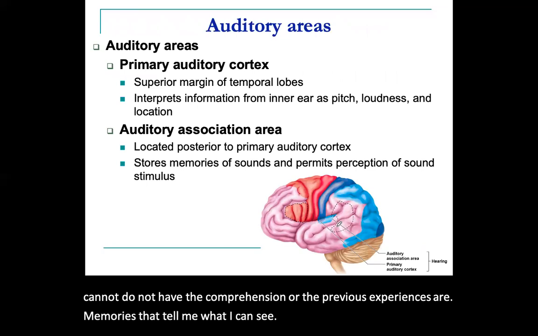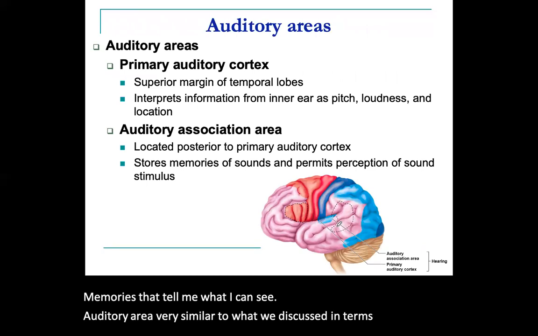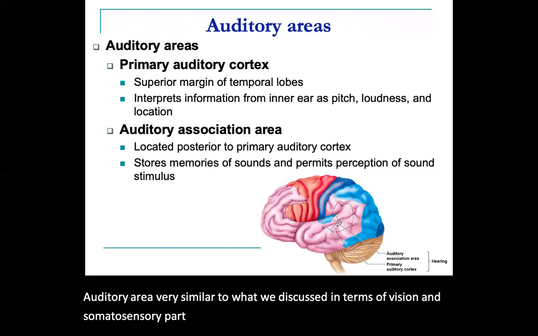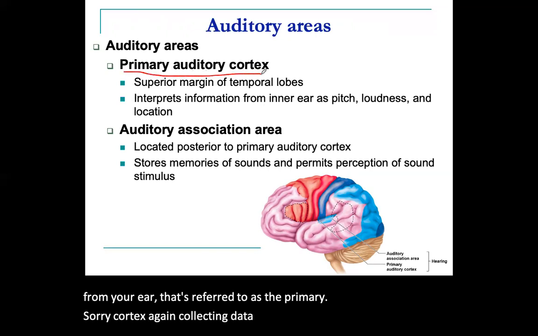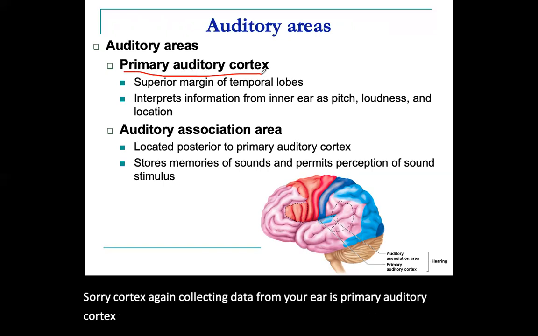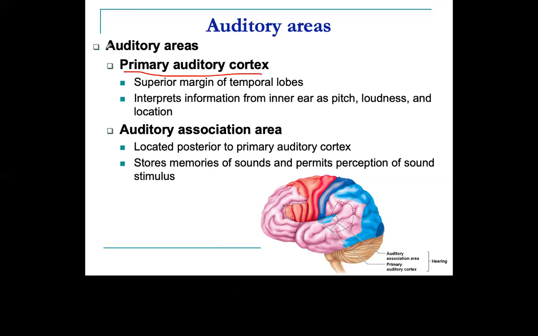Auditory area is very similar to what we discussed in terms of vision and somatosensory. Part of your temporal lobe is dedicated to receiving data from your ear. That's referred to as the primary auditory cortex. Again, collecting data from your ear is primary auditory cortex. However, making sense of, oh, I'm hearing my phone ringing versus music playing versus the TV talking, making differences between sounds that I'm hearing, that would be my what? Auditory association area. So make that distinction.